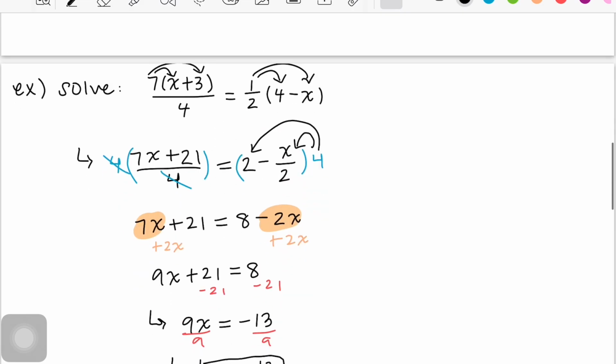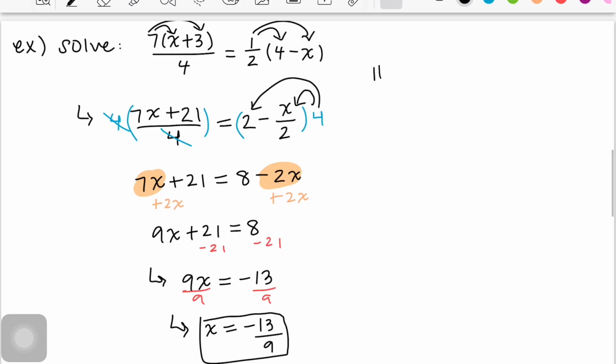And then for your homework again, if it asks for the solution set, we just write our answer in set notation, so using these squiggly brackets. And so for this particular example, your answer would be negative 13 over 9 in the squiggly brackets here.